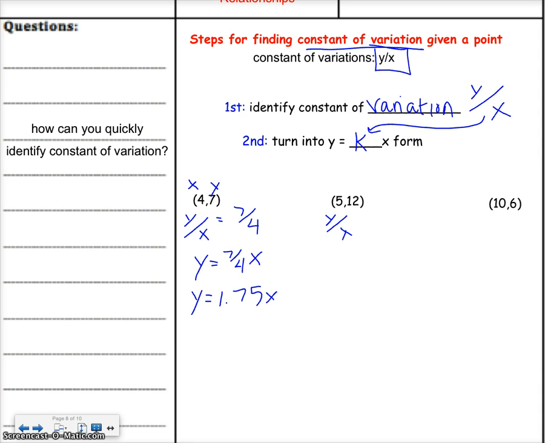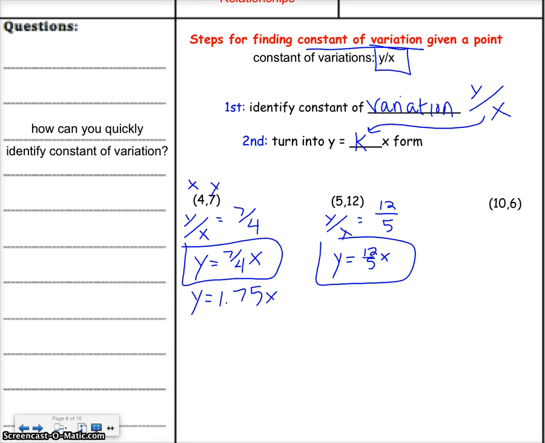Okay, y over x again. What's my y? Tell me. 12 over what's my x? 5. So y equals 12 over 5 x. And you leave it like that, or turn it to a decimal. I don't care. This helps you realize it's the slope. Slope is your constant rate of change.